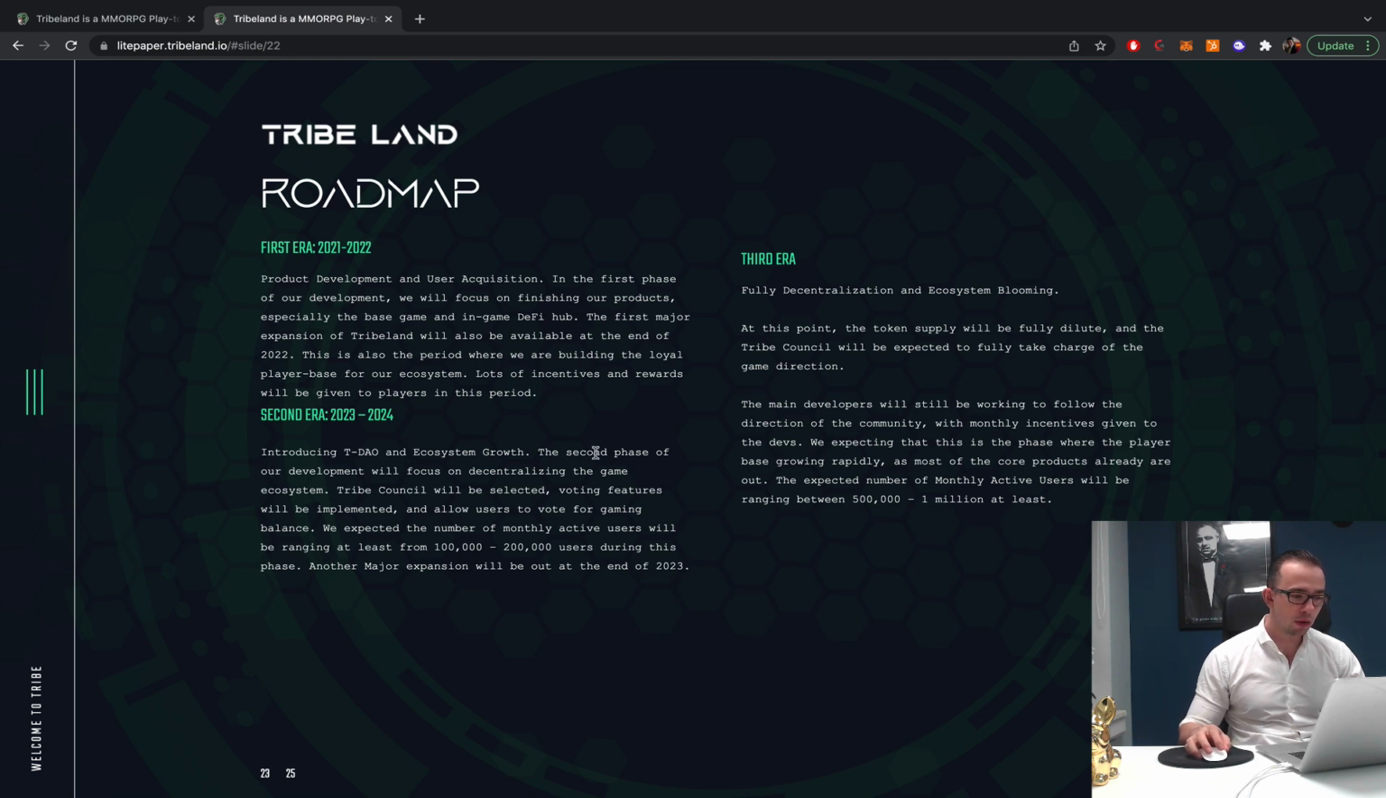Introducing ecosystem growth, the second phase of our development will focus on decentralization of the game. Tribe counts will be selected, voting power, blah, blah, blah. Users will be ranging at least 100,000, 200,000 during this phase. Another major expansion will be out at the end of 2023. Fully decentralized ecosystem is blooming.